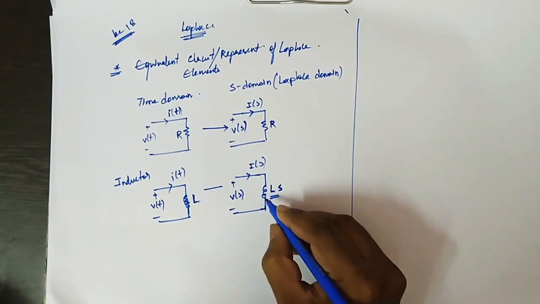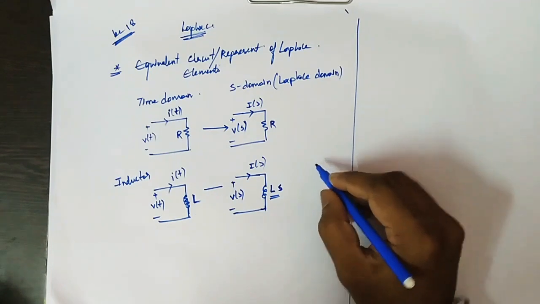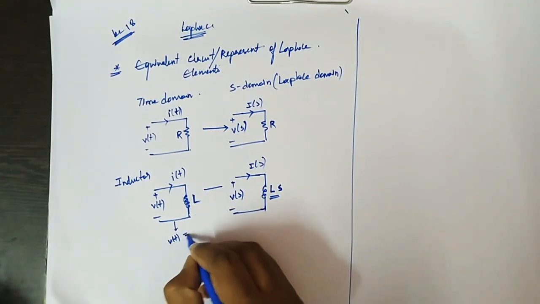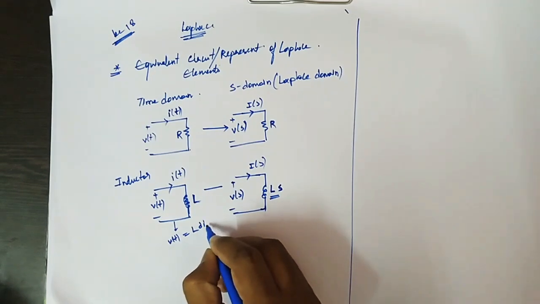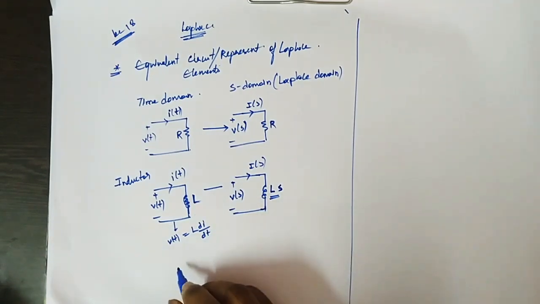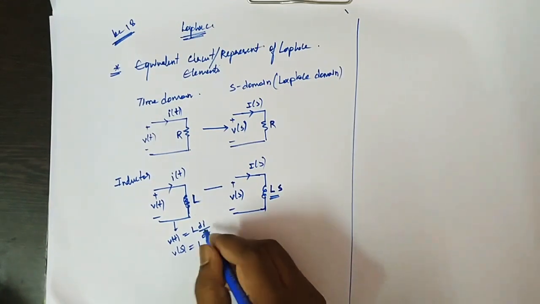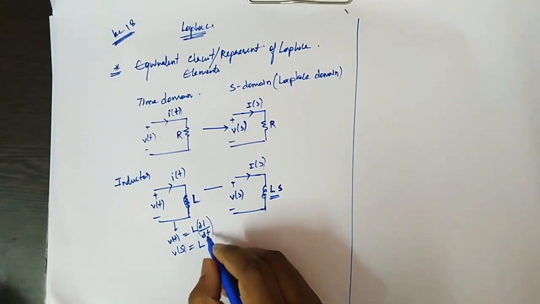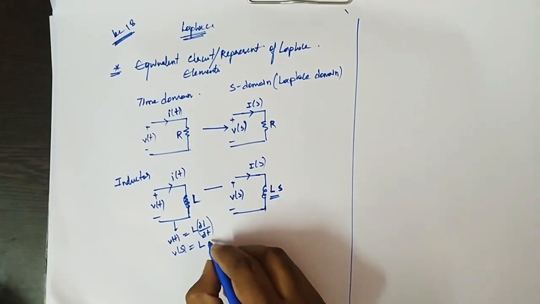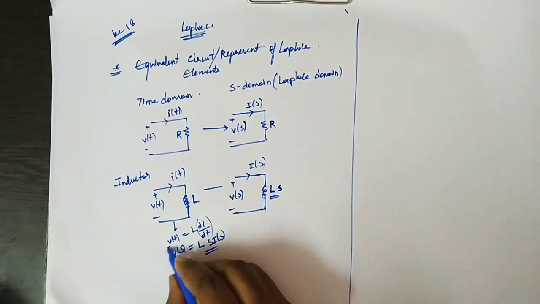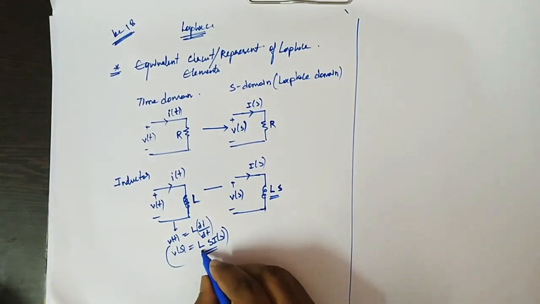Why L is represented as Ls: if you take the voltage, V of t equals L di by dt. So Laplace of V, V of s, equals L into the Laplace of the differentiation of I of t by dt, so s into I of s. So you get L into s into I of s.